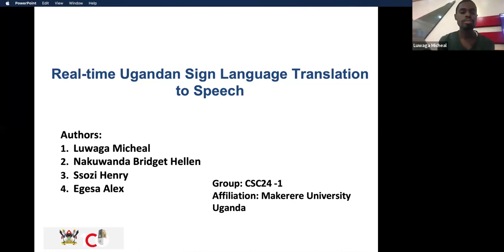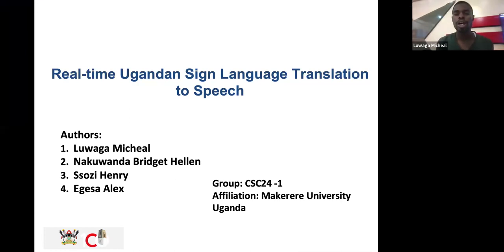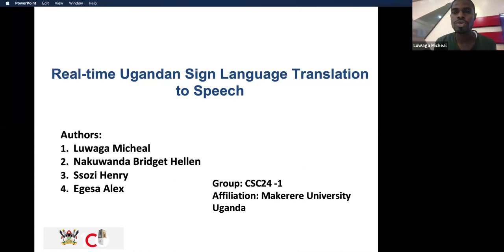On behalf of my colleagues, I'm going to be presenting this project called Real-Time Ugandan Sign Language Translation to Speech. This project involves translating Ugandan Sign Language to speech, where we capture our videos in real time using webcams on edge devices like phones and laptops, and we translate them to speech.